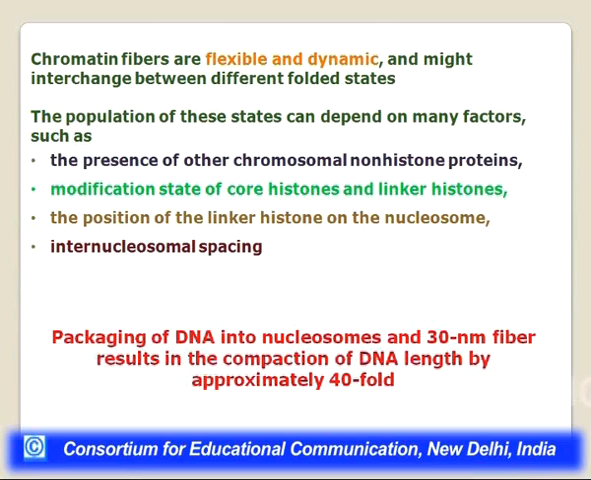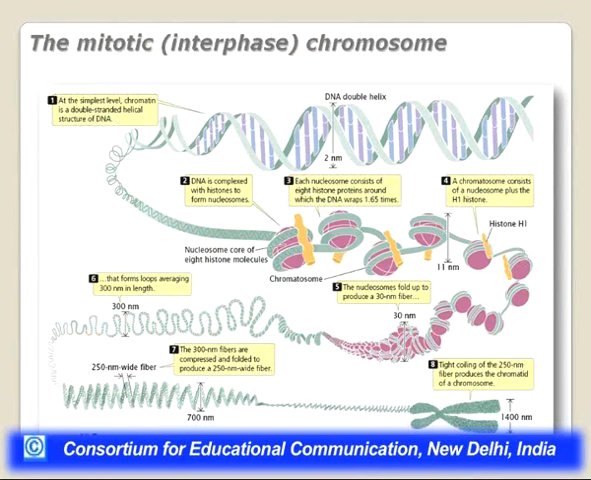Now, this packaging of DNA into nucleosomes, the 10 nanometer fiber and 30 nanometer fiber, results in the compaction of DNA length by approximately 40-fold. So the double helical DNA is now 40 times compacted when it is formed in a 30 nanometer fiber. At interphase, when the cell is not dividing and lying in the relaxed state, there is usually a composition of 10 nanometer and 30 nanometer chromatin fibers. So that's how the genome is compacted inside the nucleus.